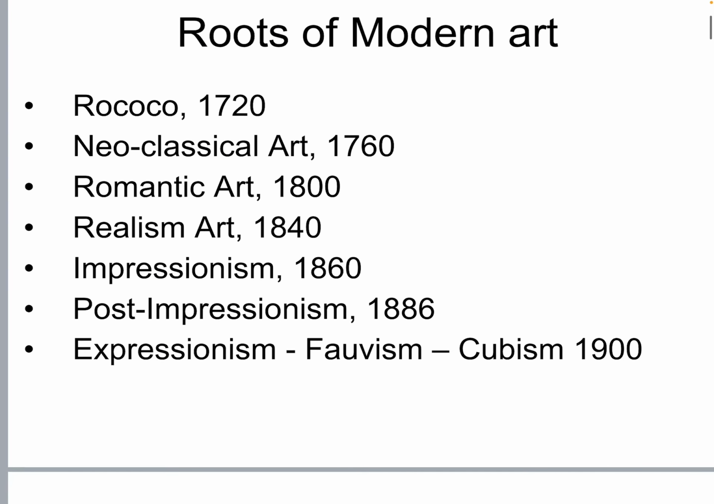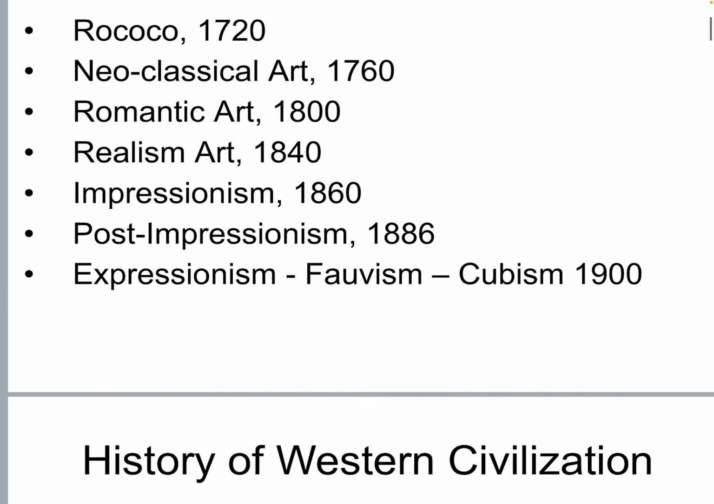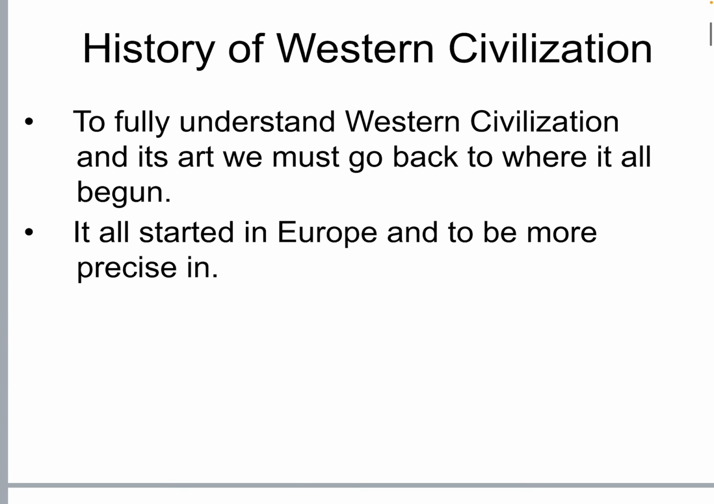So here we go. So this is the grade 12 art history: Rococo, Neoclassical, Romantic, Realism, Impressionism, Post-Impressionism, Expressionism, Fauvism, and Cubism, right? And this is the history of Western civilization. Okay, so what is Western civilization? Western civilization is the civilization from Europe, basically, right?